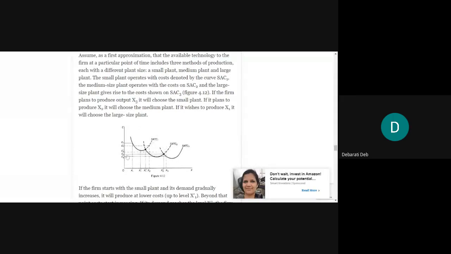Say these are the curves, cost curves. Now first we are mentioning that the SAC curve, the first curve, is determining the small plant, which operates with the costs denoted by this first SAC curve. The medium-sized plant operates with the costs on the SAC2 curve. So SAC1 is for the small plant, SAC2 is for the medium plant, and SAC3 is for the large size plant.